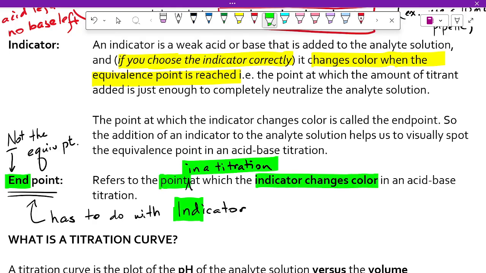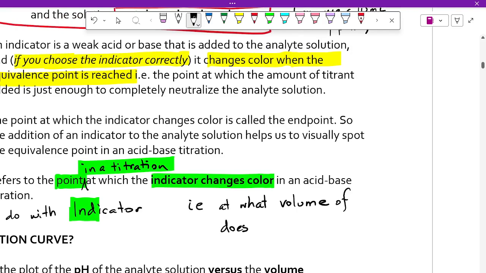So it's either going to be specified by at what pH does it change color, or at what volume does it change color, i.e., at what, actually it should be at what volume of titrant does the indicator change color?